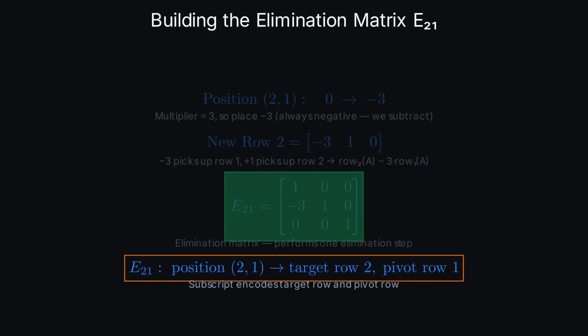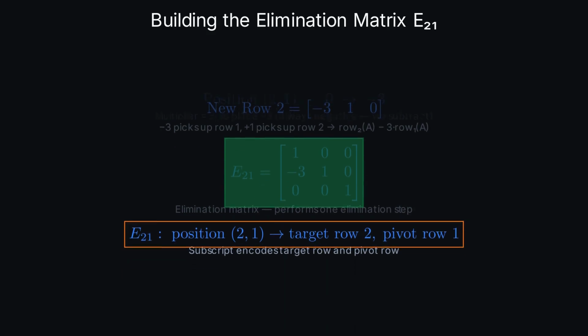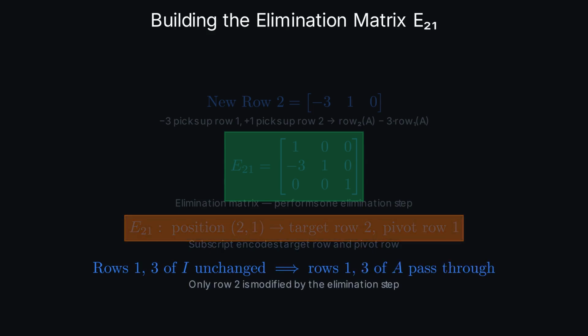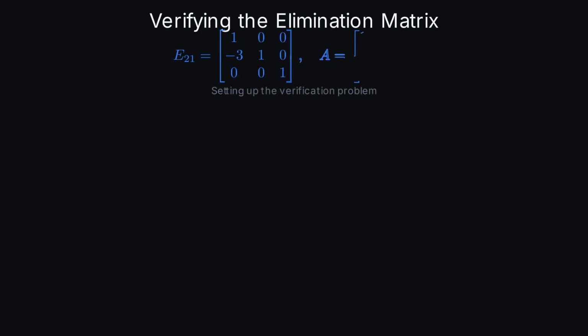The pivot comes from row 1, and the entry sits in position row 2, column 1. Meanwhile, rows 1 and 3 of the identity stay completely untouched, so rows 1 and 3 of A pass through unchanged. Let's verify that E₂₁ actually works.